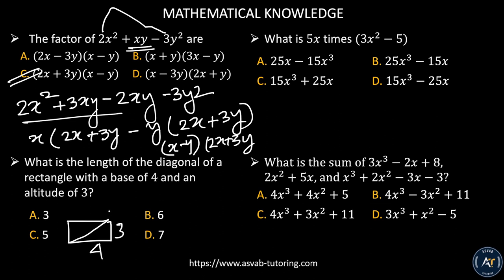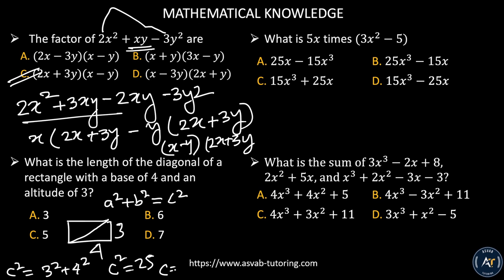So that means this is a Pythagorean theorem. You know that a square plus b square equals c square. Plug in the values. So that gives you c square equals 3 square plus 4 square. And if you simplify, c square equals 25 and then c equals 5. So the correct answer is letter C.